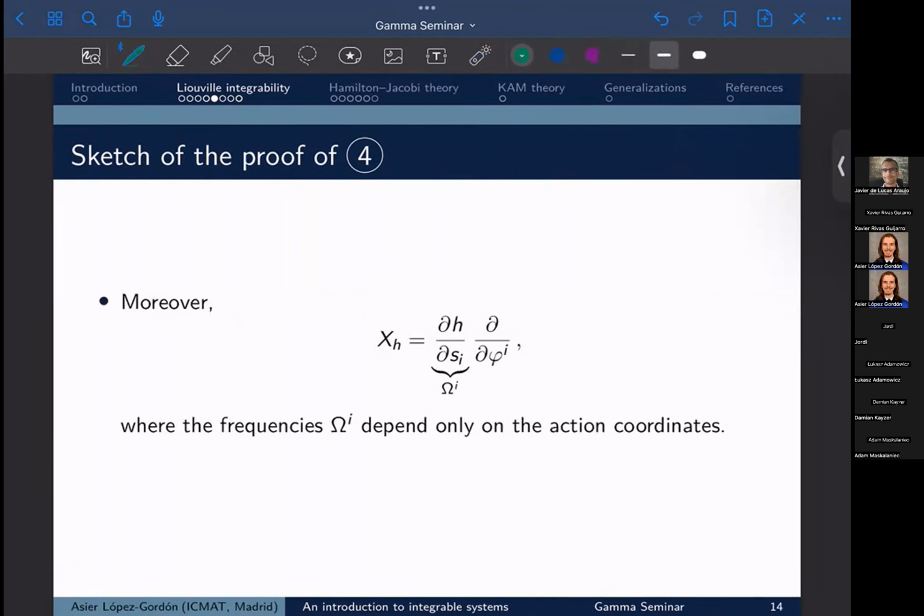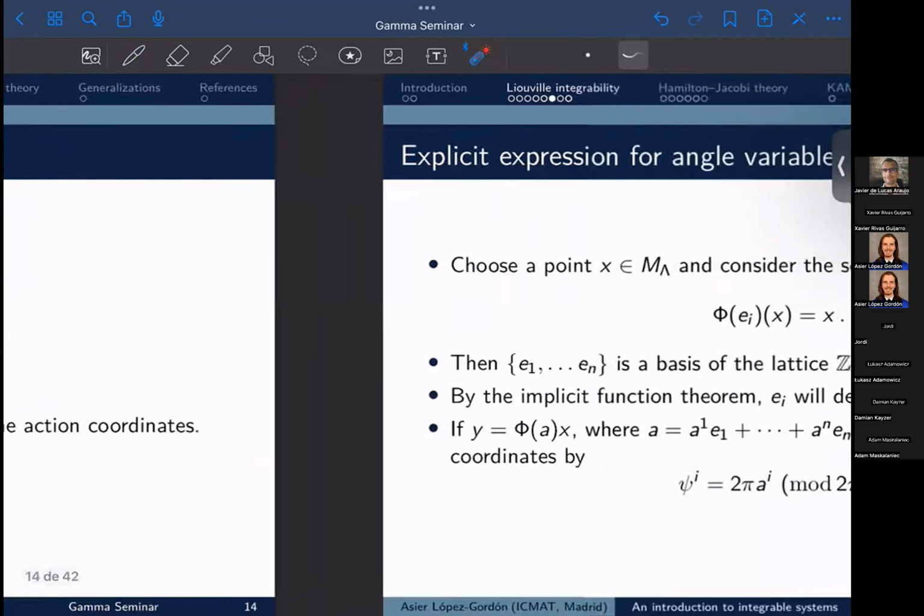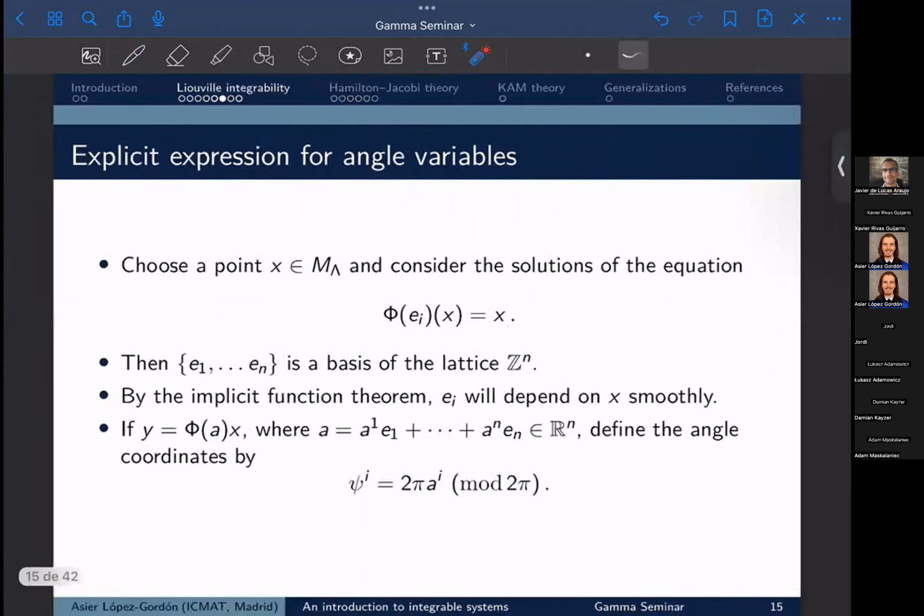So therefore the Hamiltonian vector field can be written in this way. And we call the partial of the Hamiltonian function with respect to Si omega I, which are the frequency functions and depend only on the action coordinates. And basically this completes the proof, or the sketch of the proof, but let me mention a little bit an explicit expression for the action-angle coordinates.